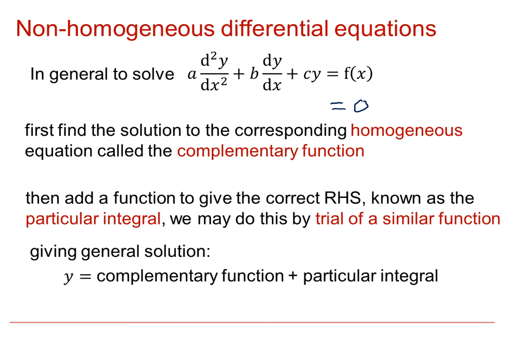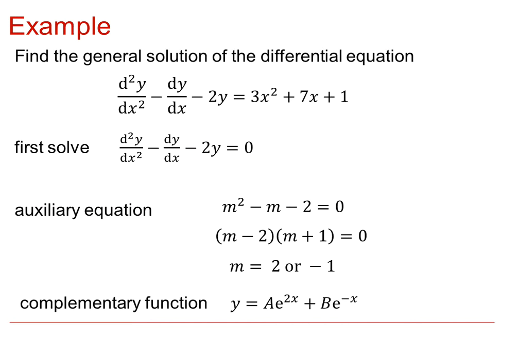We then need to add a function to give the correct right-hand side, known as the particular integral, and we may do this by trial of a similar function to f of x, giving the general solution y equals the complementary function plus the particular integral. So here is an example.